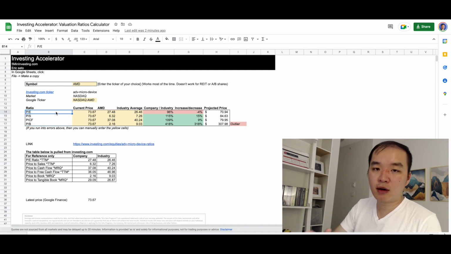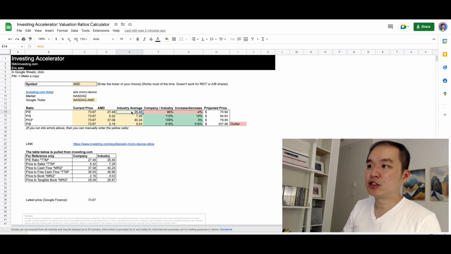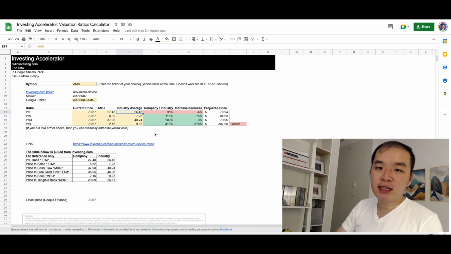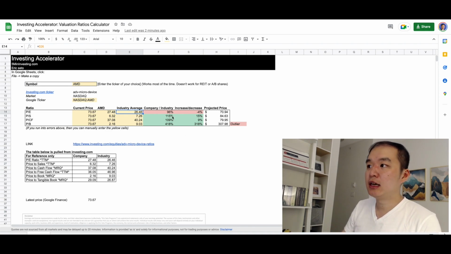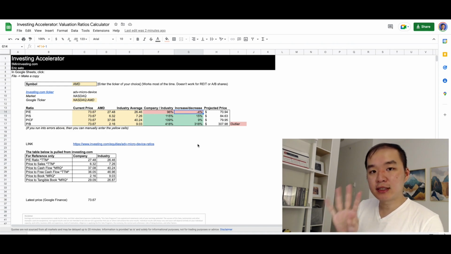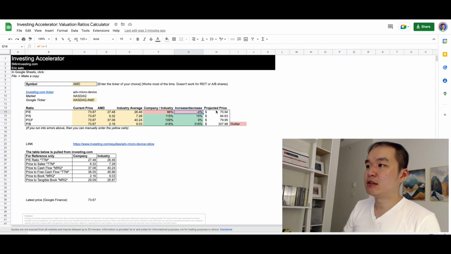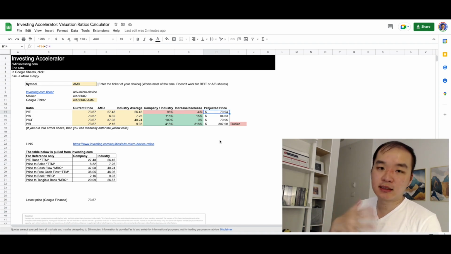So the most common one that everyone knows is the PE ratio, which stands for price to earnings ratio, and AMD's PE ratio is 27, and the industry average is 26. So that means AMD is slightly overvalued using this ratio alone compared to the industry, and it represents a 4% overvalued. So it's actually almost there. So that means AMD's projected price is $70 using PE ratios alone.